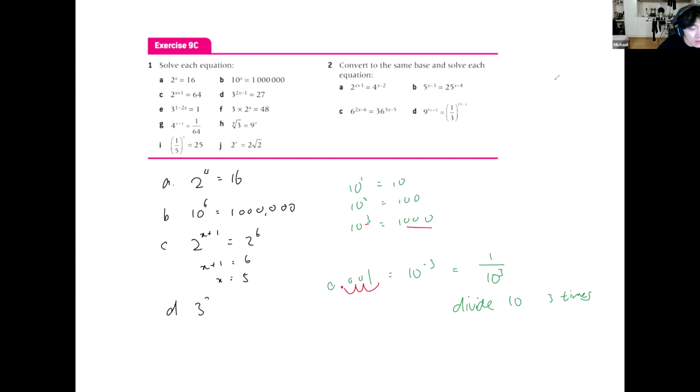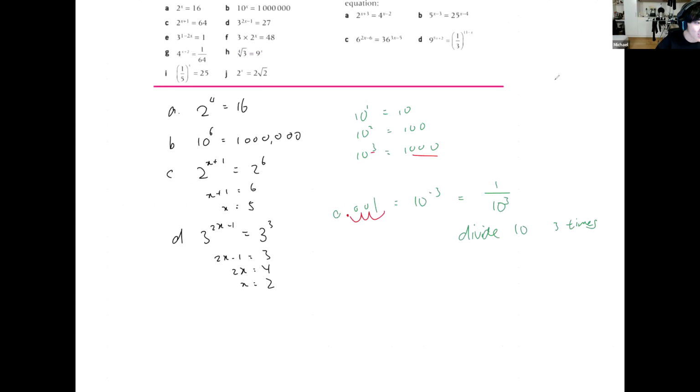Okay, 2x minus 1. We want to start by converting 27 to a power of 3, so 3 cubed. So 2x minus 1 equals 3, so 2x equals 3 plus 1, 4, x equals 2. Nice. Everyone else got the same answer?